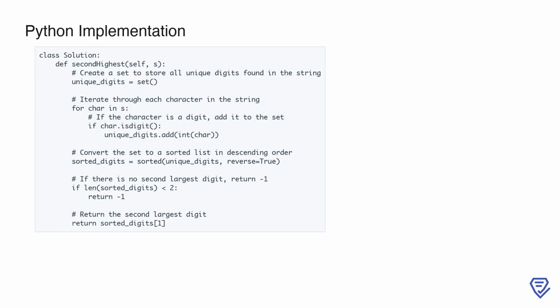This implementation is efficient due to the use of a set for uniqueness and the sorting process, which operates on only the numeric digits. The overall time complexity is O(n + k log k), where n is the length of the string and k is the number of unique digits. The space complexity is O(k), due to the storage of unique digits in the set.